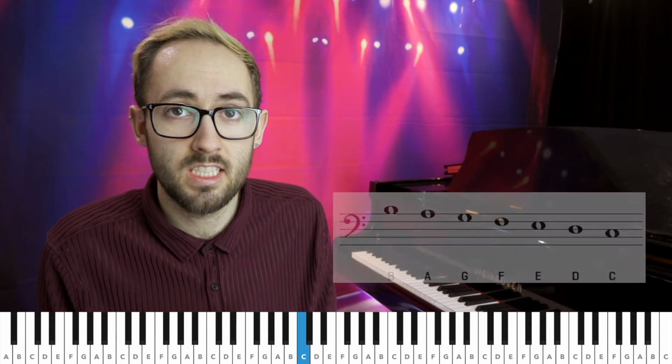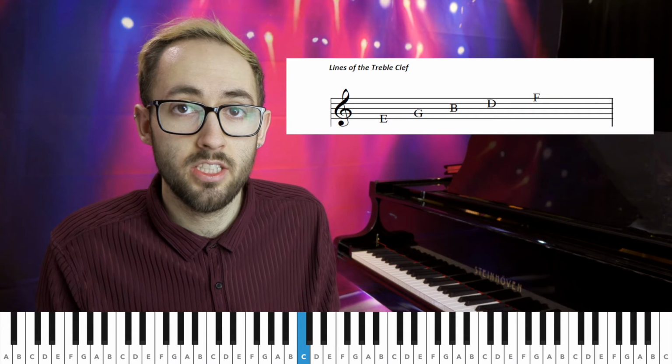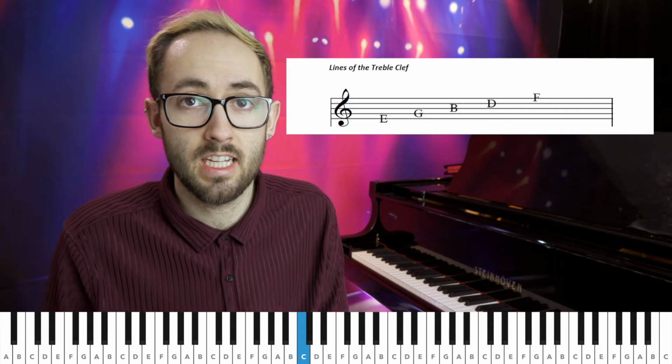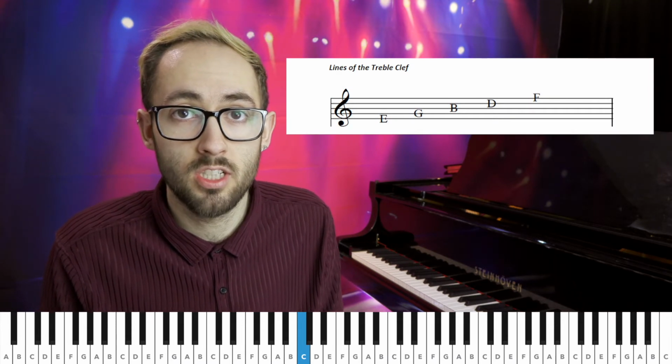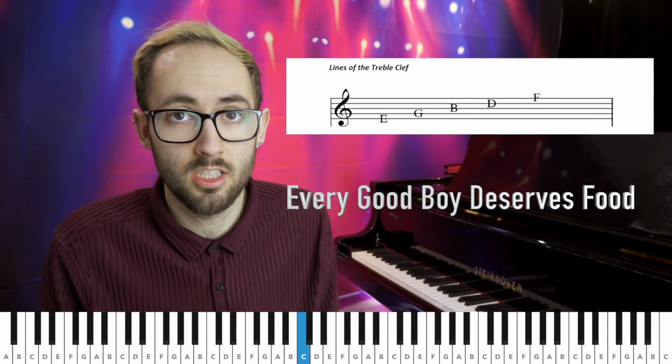The problem with this is that it's quite difficult to work backwards in the alphabet, especially when you are working in bass clef. So there are several better methods that we can use to remember the notes. The first of these is using acronyms to remember where the notes are on the stave. So for treble clef, each of the lines, E, G, B, D and F, can be given a word to help remember those, and those are every good boy deserves food.